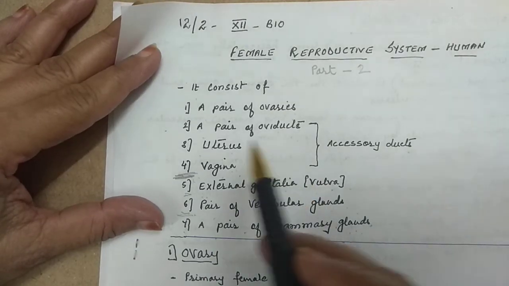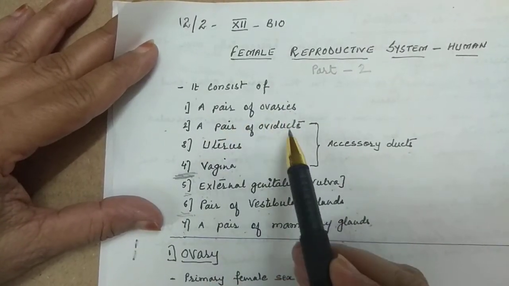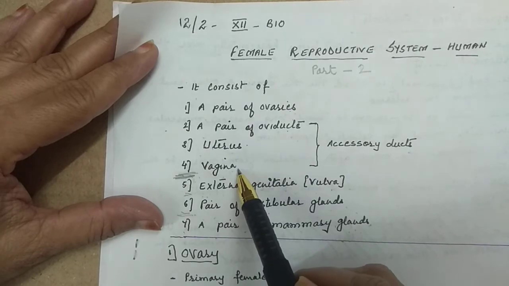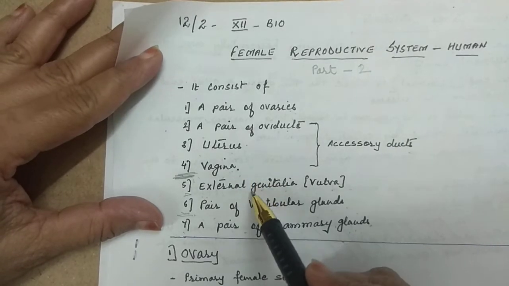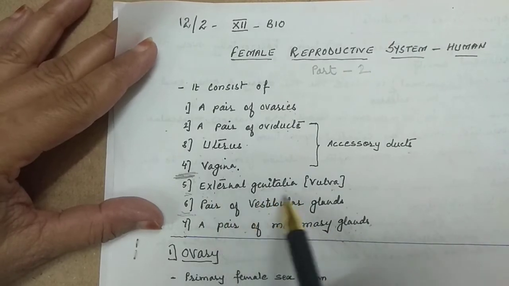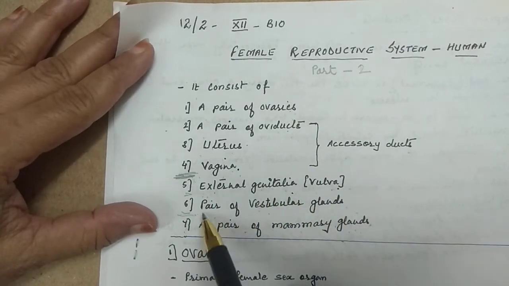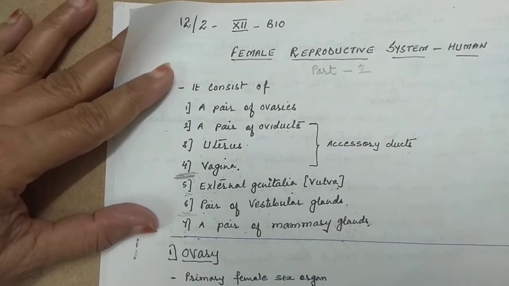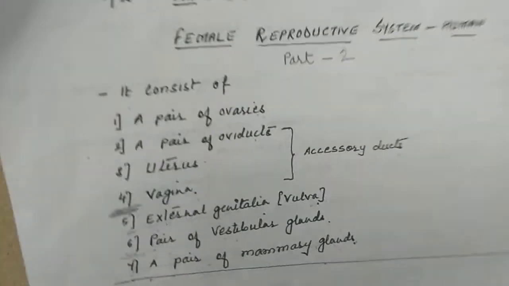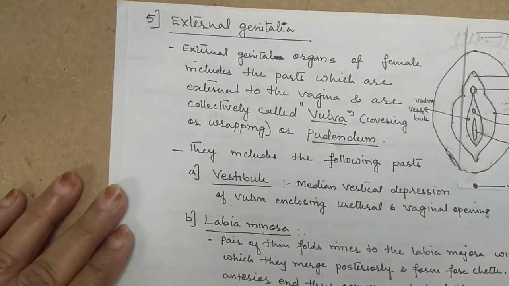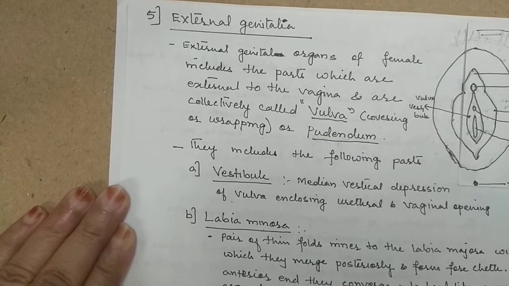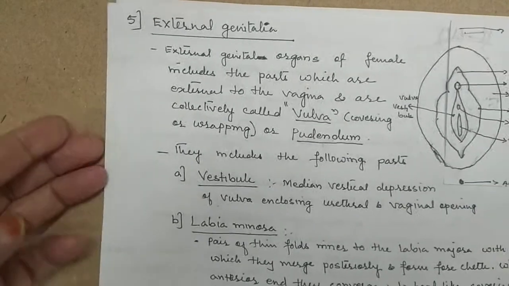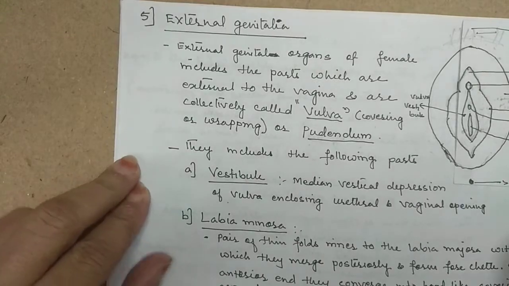In the first recording, I have already completed the ovary, oviduct, uterus and vagina, which directly comes as an answer for the question: describe the female reproductive system. Now the next part of the reproductive system is the external genitalia, also called the vulva, a pair of vestibular glands and a pair of mammary glands, which is a secondary sexual character. I will be completing this in this recording, and this may come as a direct question, describe the external genitalia, or they may give you the diagram and ask you to label. Clear? Now we will see the external.